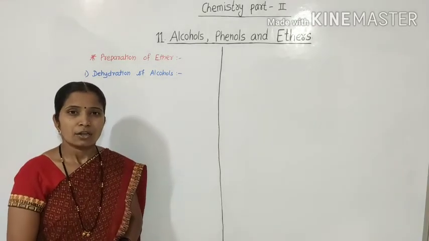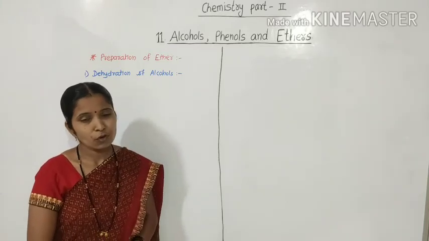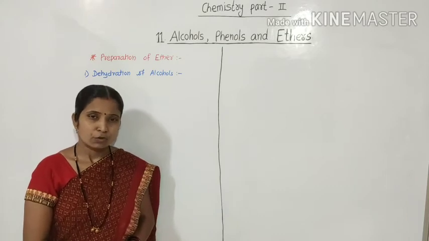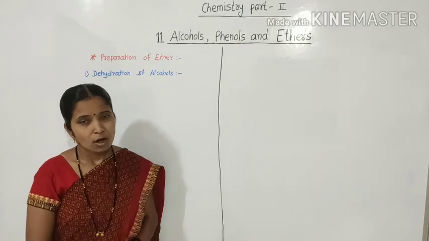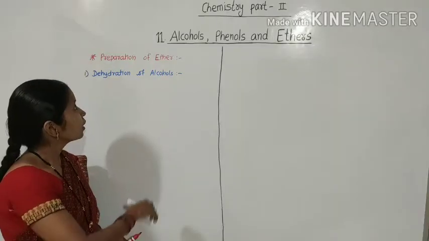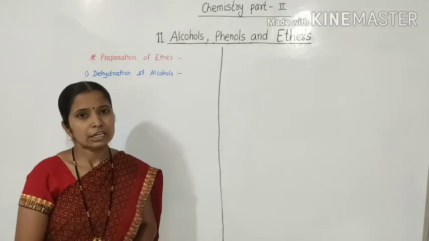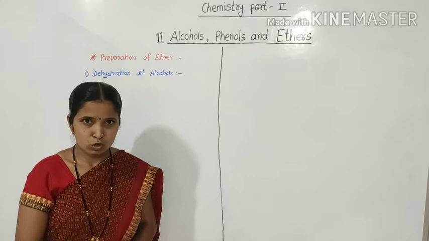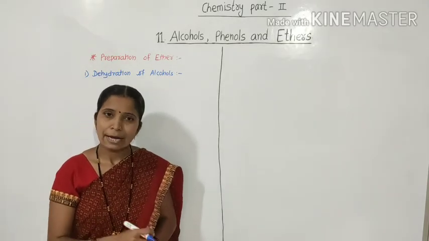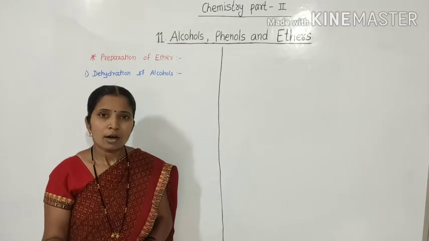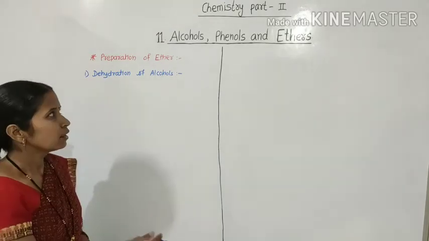Alcohols are heated with a dehydrating agent like concentrated H2SO4 or phosphoric acid. Two products are formed, either ether or alkene, depending upon the temperature. Let's see the example.